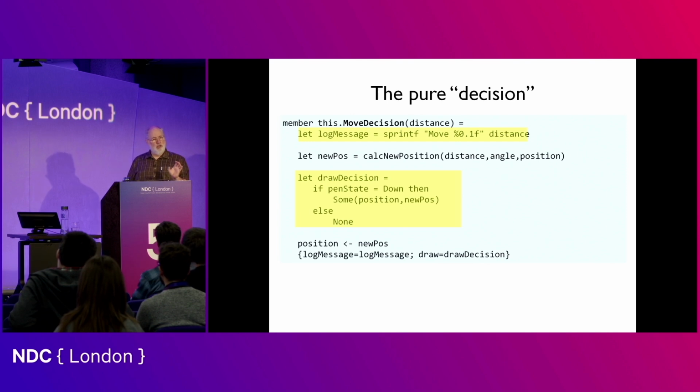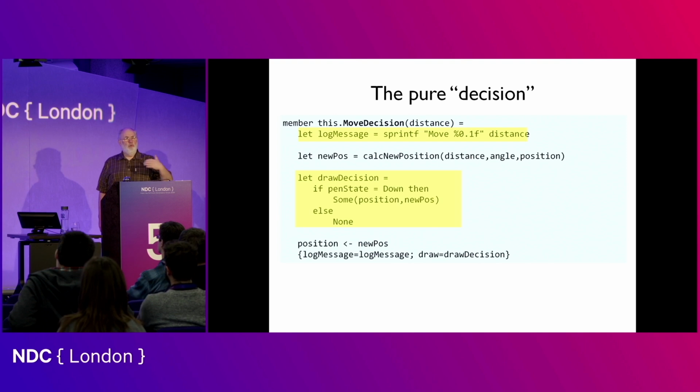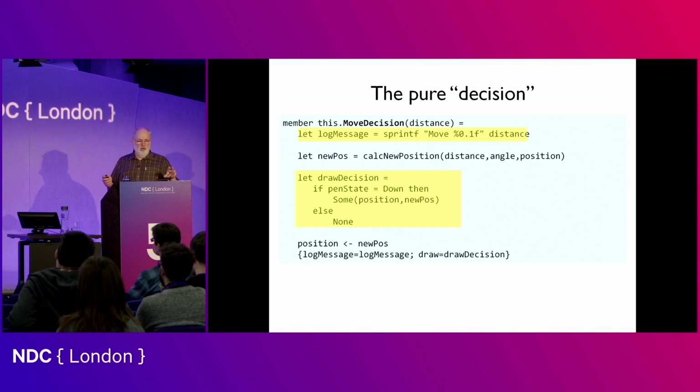We're going to make a decision about what to draw, but not actually draw it. So if the pen is down, we want you to draw something. If the pen is not down, we don't want you to draw something. And that is the decision we're making. So this code, and then we return all these decisions back to the next step.